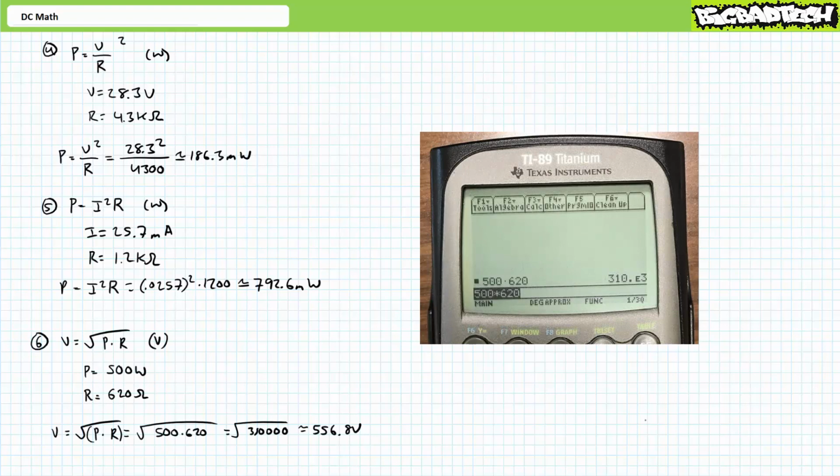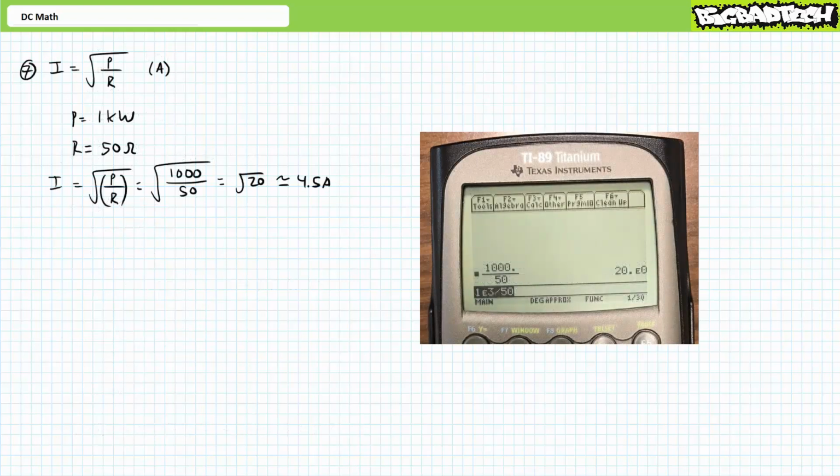Our next problem asks us to solve for V in units of volts, where V is equal to the square root of P times R. Notice P times R are both under the square root operator. This means we need to perform the multiplication first. We can do this in two steps. 500 times 620. Press enter. Square root of the second answer yields a final result of 556.8 volts expressed using proper engineering format, rounded to the tens place.